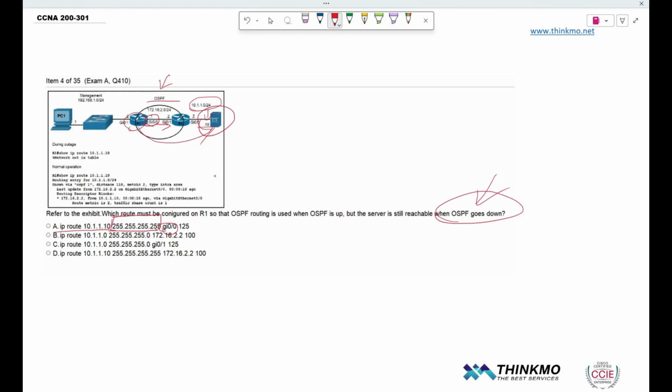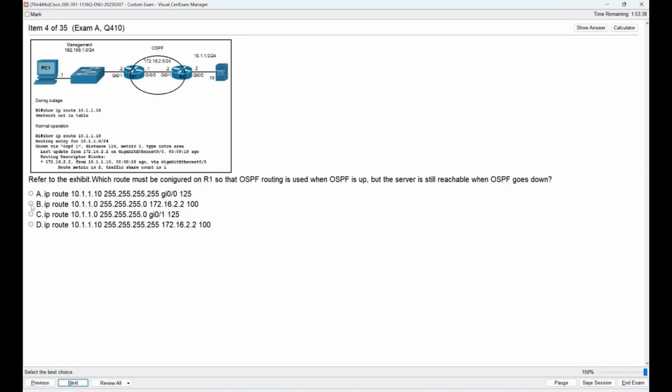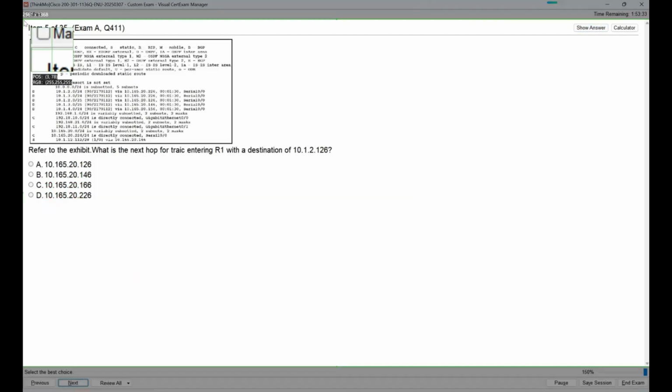Now, there's an issue to pay attention to here. The administrative distance of a static route is 1, while OSPF is 110. So you need to set it higher than that, right? Here, we've set it to 125. 125 is higher than 110. So the correct answer is A. Let's check the correct answer is A. Alright, question 5.